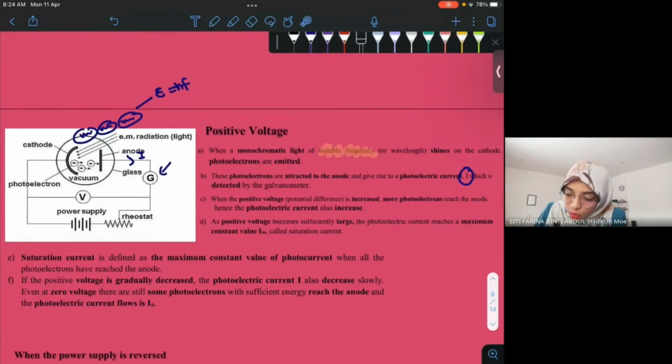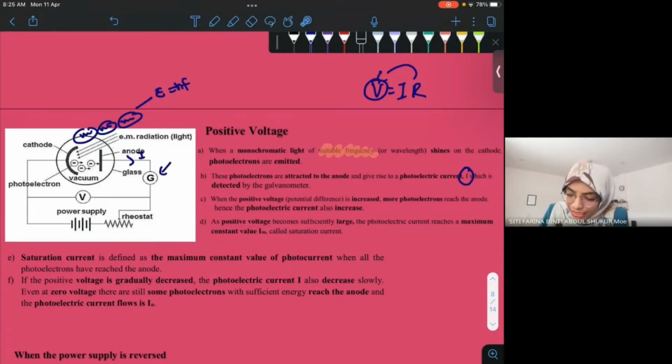Okay, next. When the positive voltage is increased by varying your rheostat. When you adjust your rheostat, kita boleh ubah nilai voltage kita. Sama konsep dengan eksperimen yang kamu buat Ohm's law hari tu. Okay, as we know V equals I R. When you adjust your rheostat, kamu akan ubah the potential. So when you change the potential, apa yang akan jadi? Potential yang kita ada dekat sini adalah positive potential.